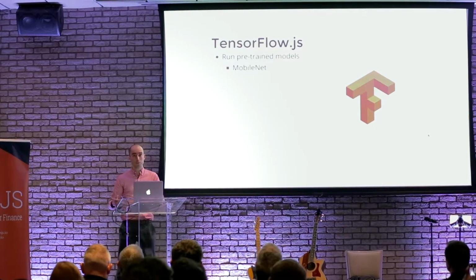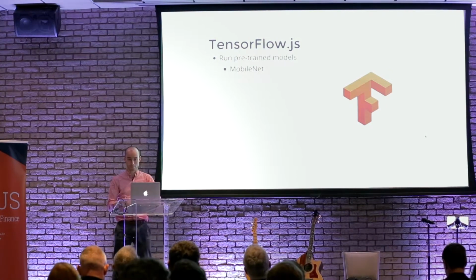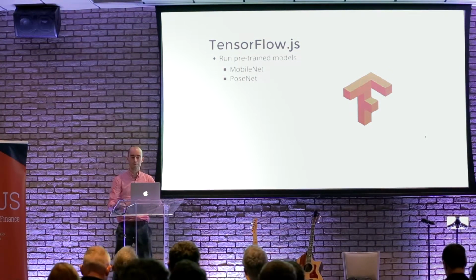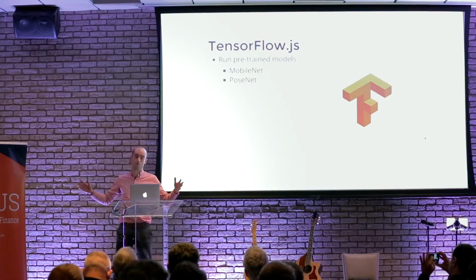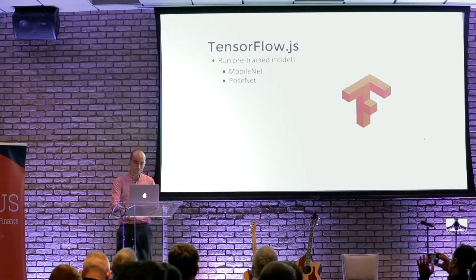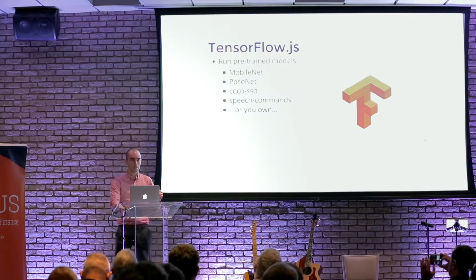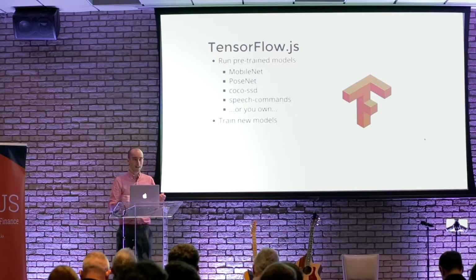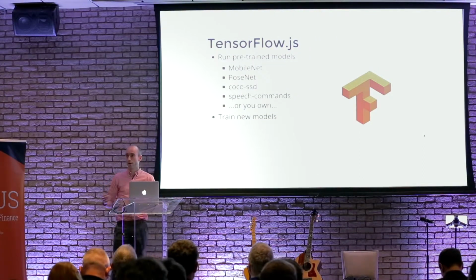That lets you run pre-trained models, so models such as MobileNet, which we'll come back to, models such as PoseNet, which let you kind of do what the Kinect could do, so take a picture and pull out the skeleton from that picture. A whole bunch of others, your own, if you've got your own models you want to push down to the client. But kind of uniquely, and the focus of lots of the rest of this talk, you're able to train new models.